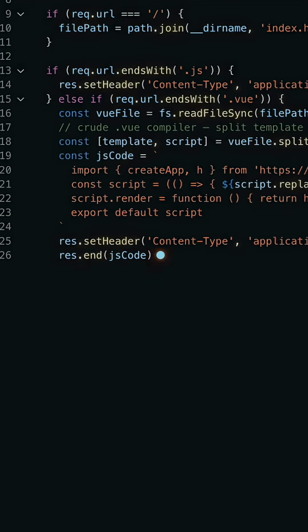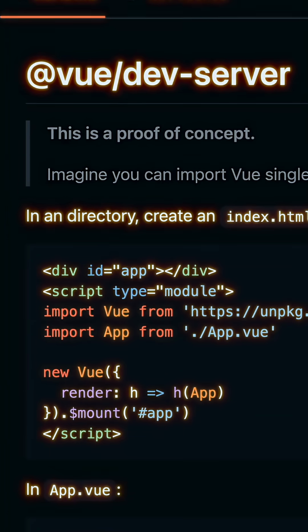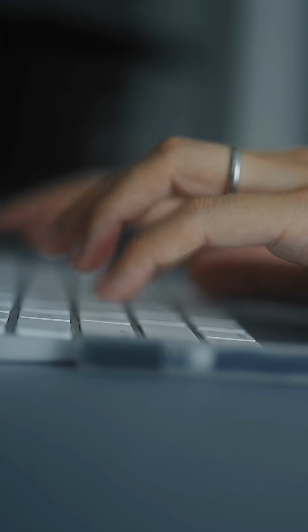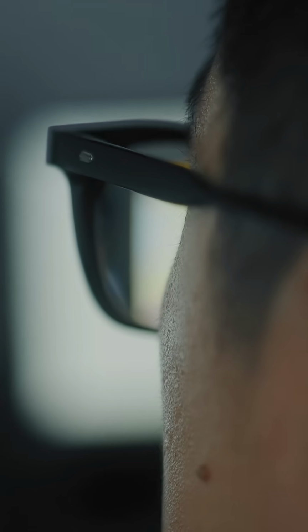The prototype was called Vue Dev Server. This has potential, but I just don't know how to solve it just yet. So I kept thinking about it. I think in April 2020, it suddenly clicked: wait, if I do this, maybe hot module replacement could just work over native ESM.